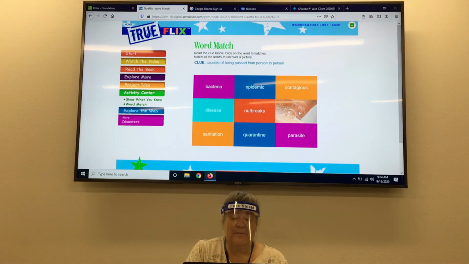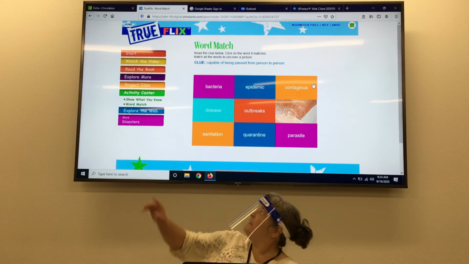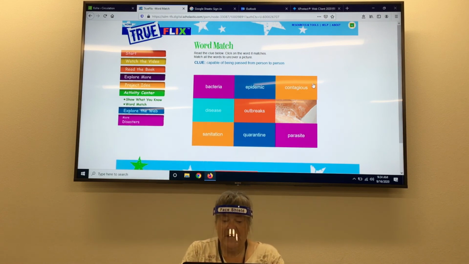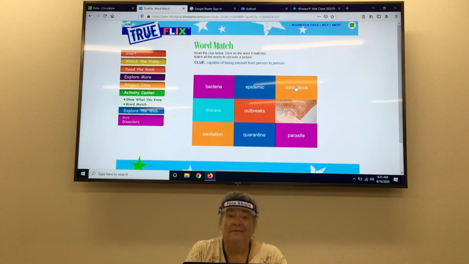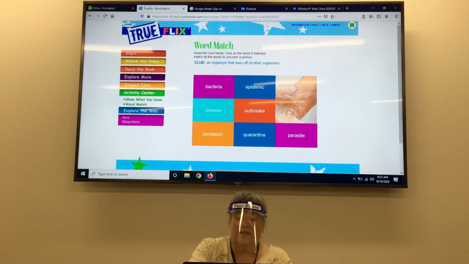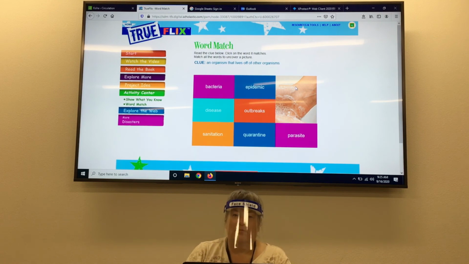Part of my picture's coming up. Then the next clue. It puts the next clue up there. Capable of being passed from person to person. I think that would be contagious. There's the next part of my picture. If I would do all of these words and come up with a picture, it's something that we're probably doing a lot more of these days. But I'm not going to show you it. I don't have the permission to do the whole thing with you.